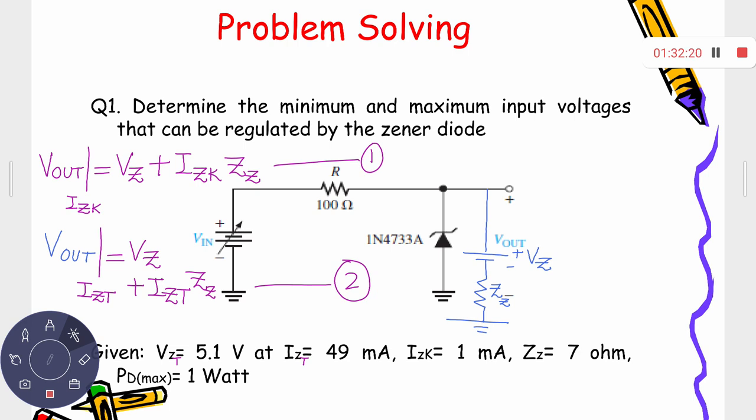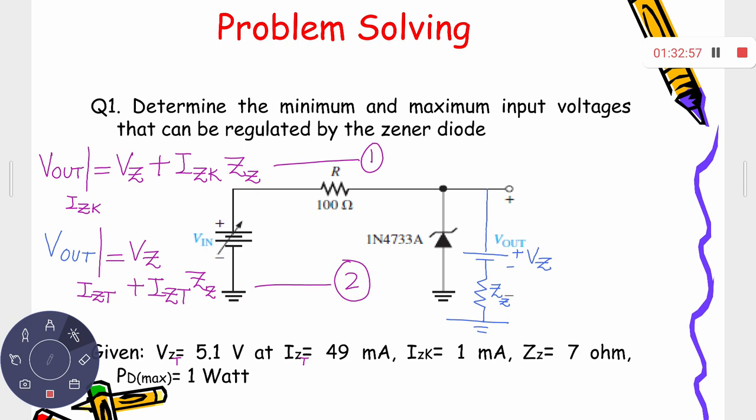So this is a kind of problem from the load perspective. Here the specification is given in terms of load. That means the diode specification is given in terms of IZT, IZK, and then VZT and all these things. IZK is given, ZZ is given. Now, you are asked to find out the minimum input voltage and the maximum input voltage that can be regulated.